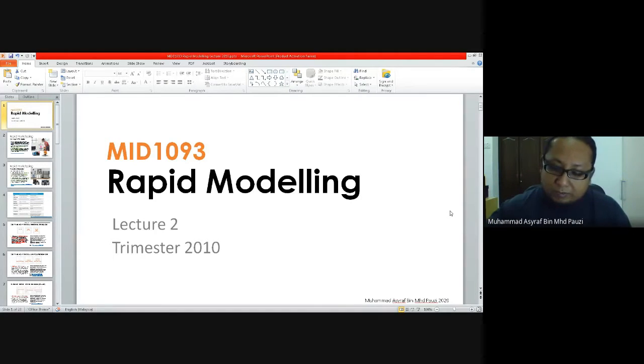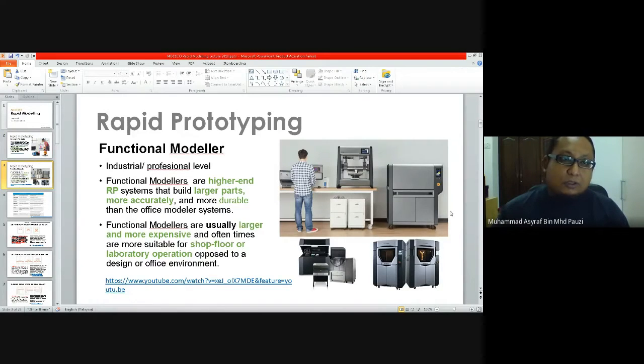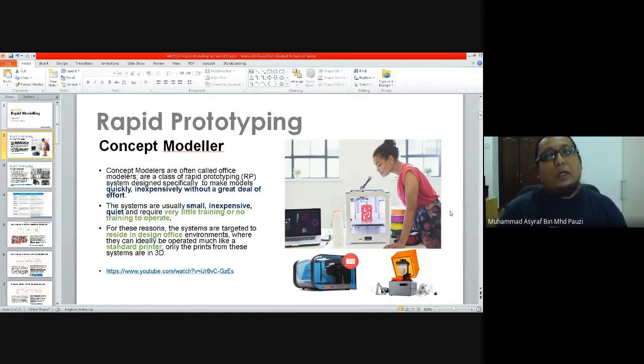Today we're going to talk about the classification or types of technology that are used in 3D printing or the rapid prototyping domain. Normally they divide rapid prototyping or 3D printing into two main categories. The first one is a concept modeler, and the other one is a functional modeler. So let's look into the concept modeler.